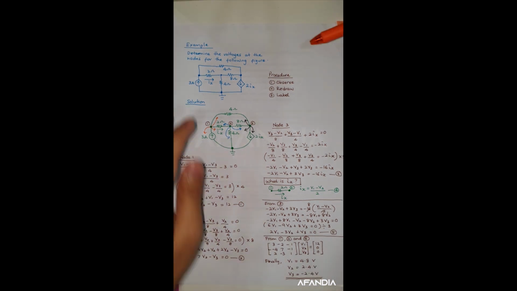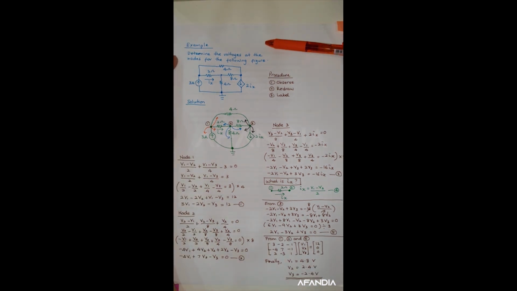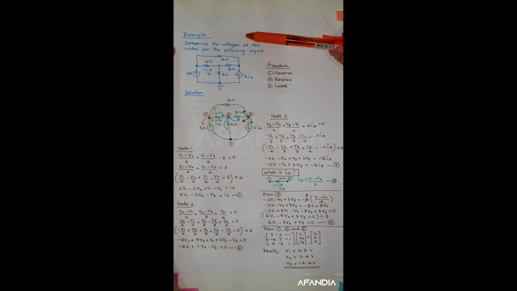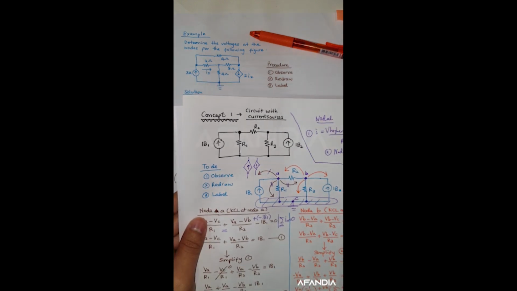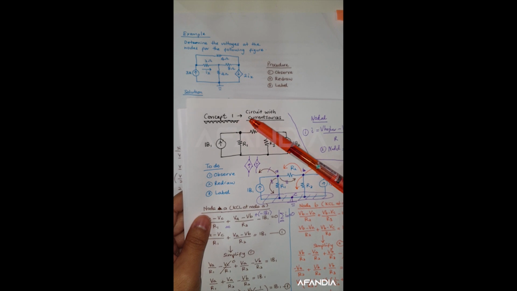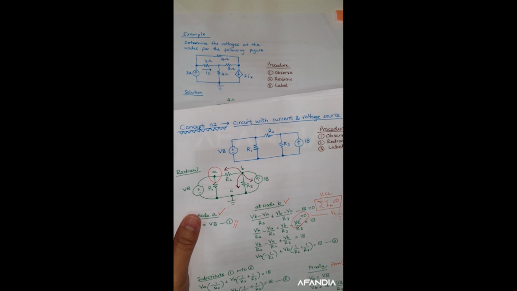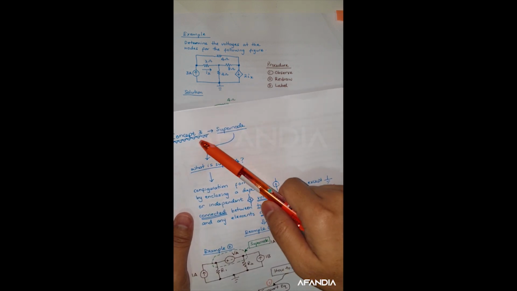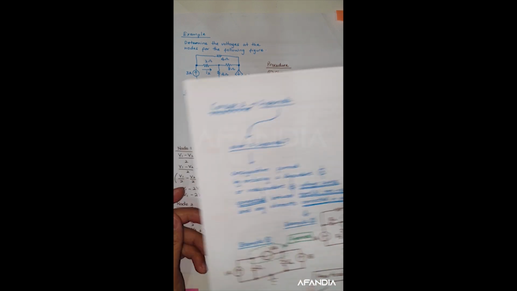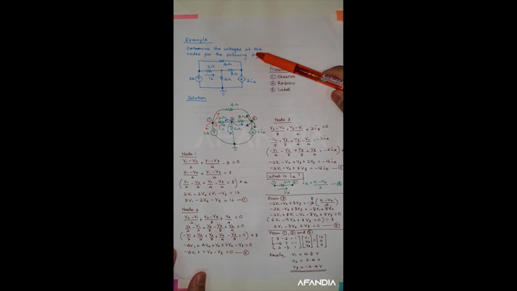Okay guys, now we are going to discuss the examples. If you still remember, in nodal analysis we already discussed three different concepts: concept 1, circuit with current sources; concept 2, circuit with current and voltage source; and the last concept, supernode. So for the tutorial session, let me give you one example.